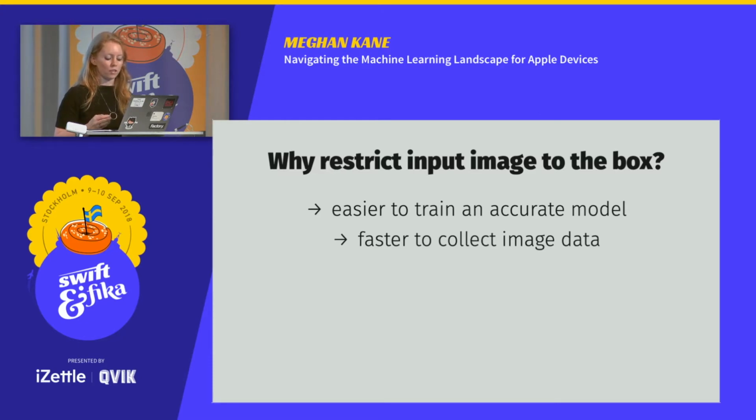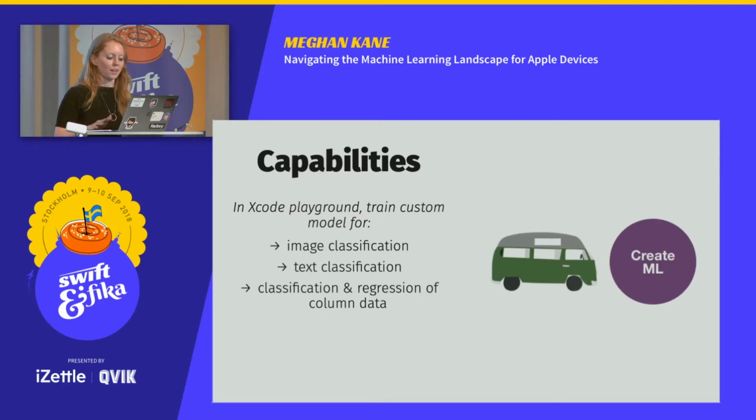because if you are restricting the user to sending in inputs that are just in that gray box, then the training data you're providing just has to be training data of the pieces in that gray box, not training data of the pieces in a lot of different environments. So this makes it easier to train an accurate model because the realm of possibilities is a lot smaller, and it's also faster to collect image data because you only need to go through so many permutations of what the box could be, what it could look like in the box.